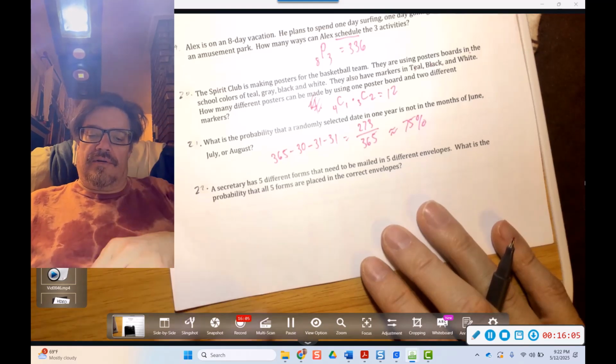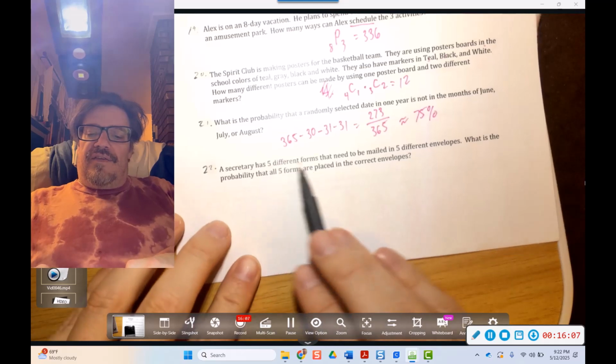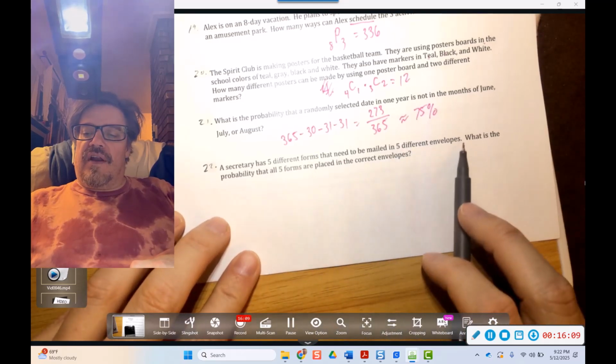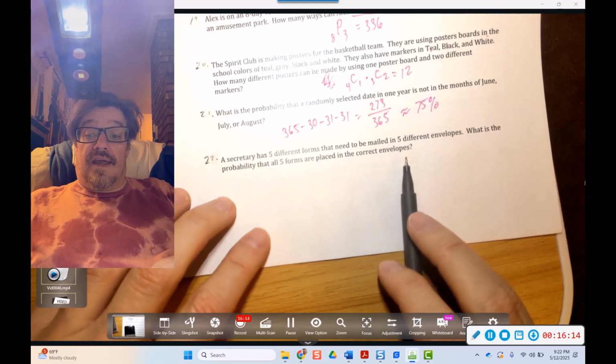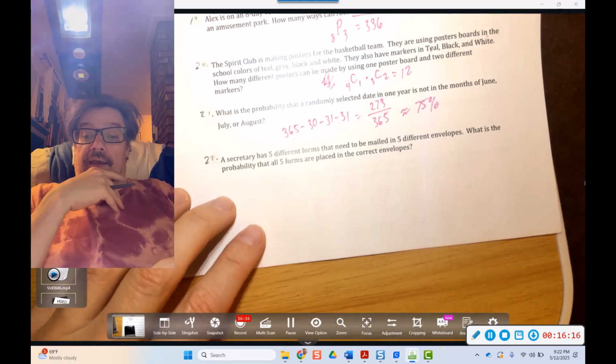It's slightly under. A secretary has 5 different forms that need to be mailed in 5 different envelopes. What is the probability that all 5 forms are placed in the correct envelope?